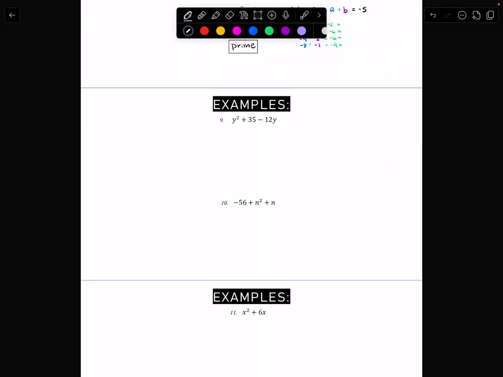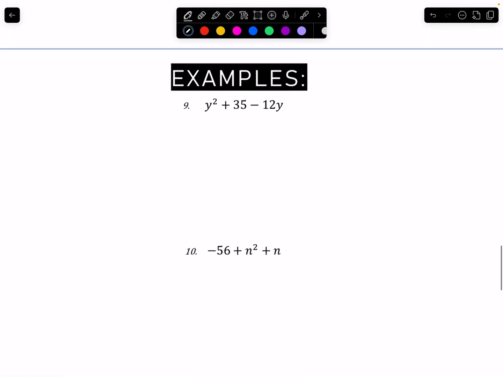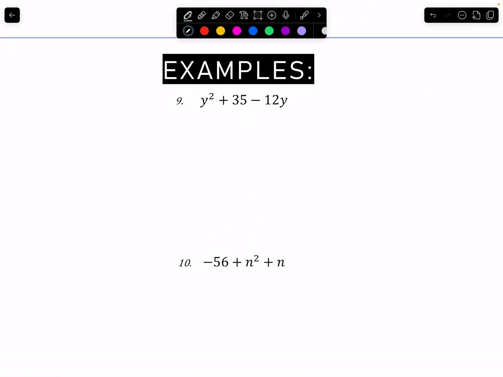Hello, everyone, and welcome to part three of factoring, where we are just going to continue with some more examples. So, looking at number 9 here, we have y squared plus 35 minus 12y.